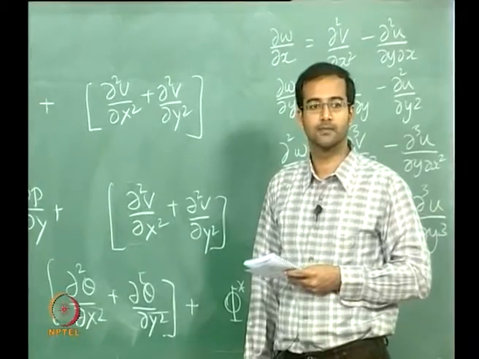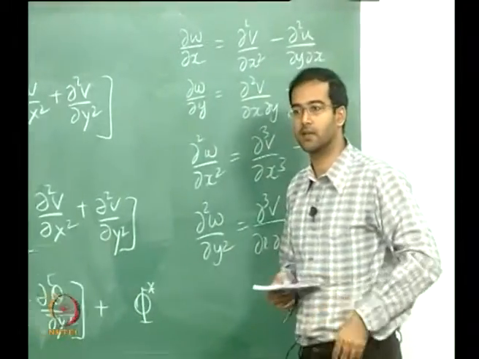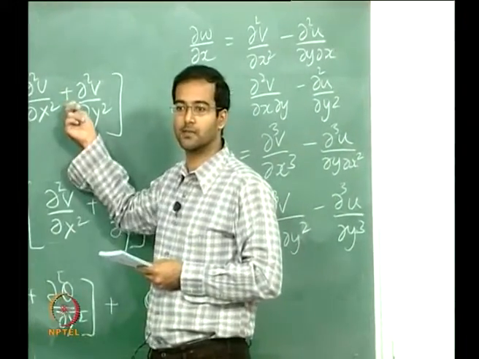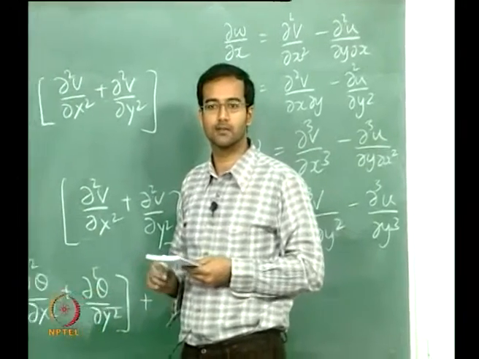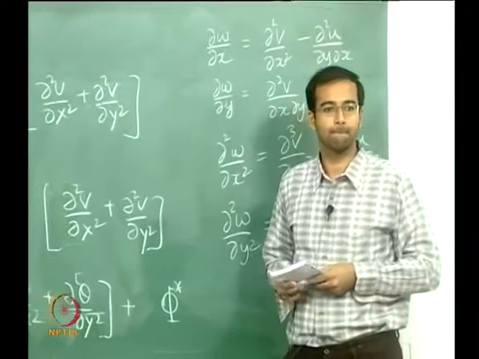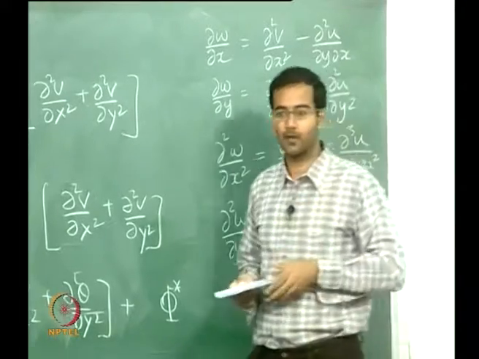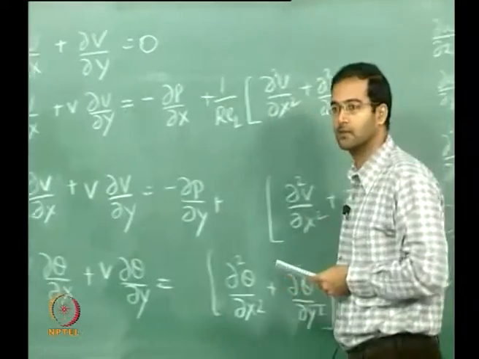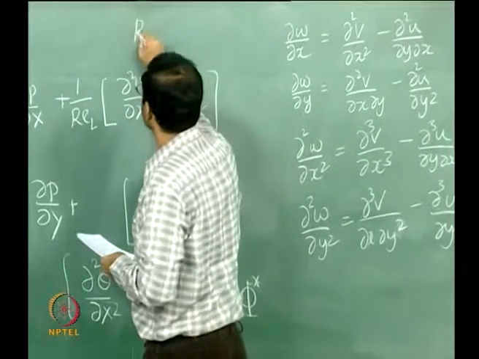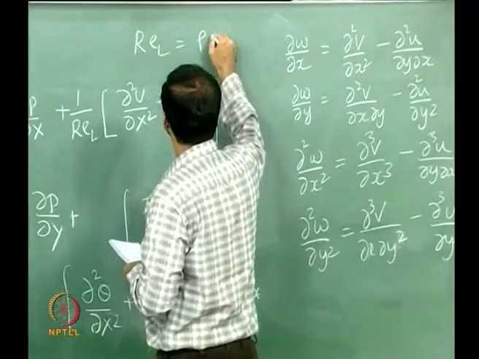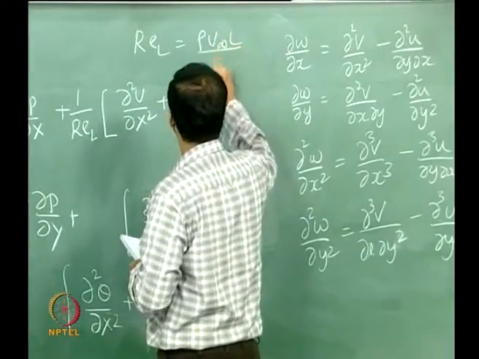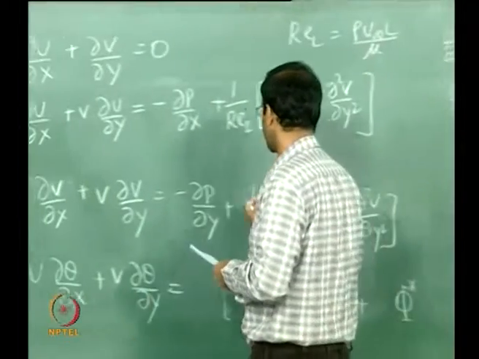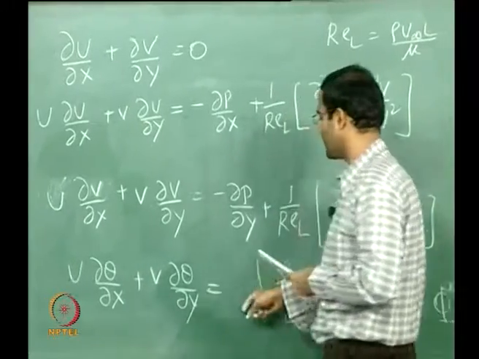Reynolds number. So if your Reynolds number is very large, what happens? This term is more important than the convective term, is that correct? It should be 1 by Reynolds number, right? 1 by Re based on the length, where Re_L is nothing but rho u infinity L by nu, correct? Similarly the same thing comes here, 1 by Re_L. Now what should be the term here?